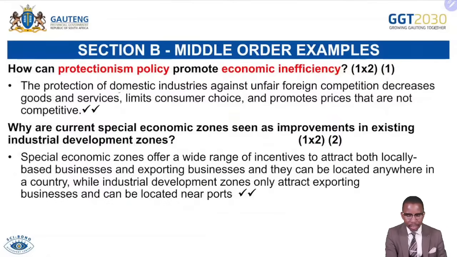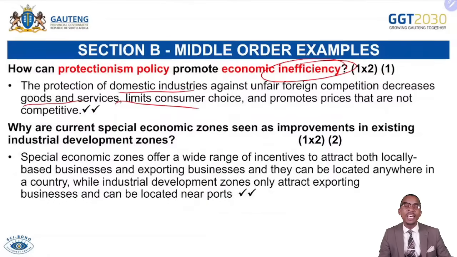Protectionism, or the protection of domestic industries against unfair foreign competition, decreases goods and services, limits consumer choice, and promotes prices that are not competitive. So it promotes inefficiency. By the way, I read the question wrongly. So it results in economic inefficiency because as the country tries to protect local industries, they become less innovative and less creative. They produce poor quality of goods and services because they are protected by the government, which will then compromise consumer choice and compromise the quality of goods and services. Less goods will be made available in the South African economy. So that will be leading to economic inefficiency.